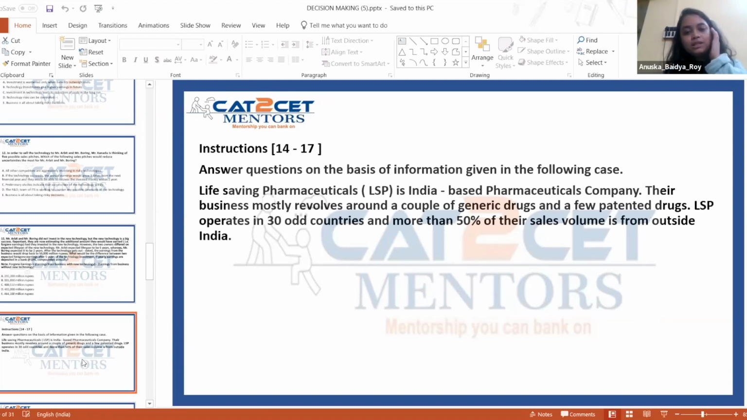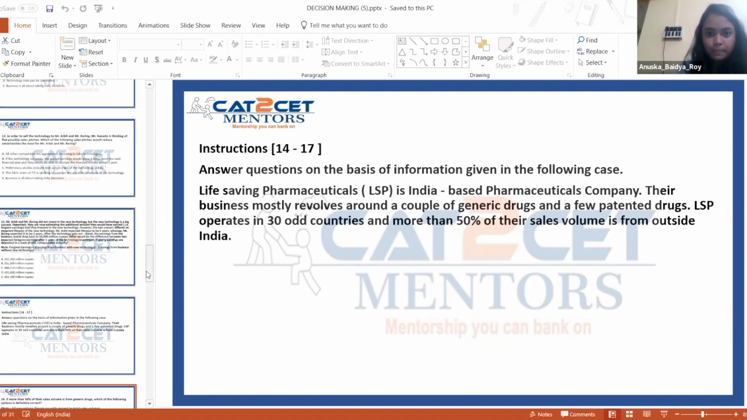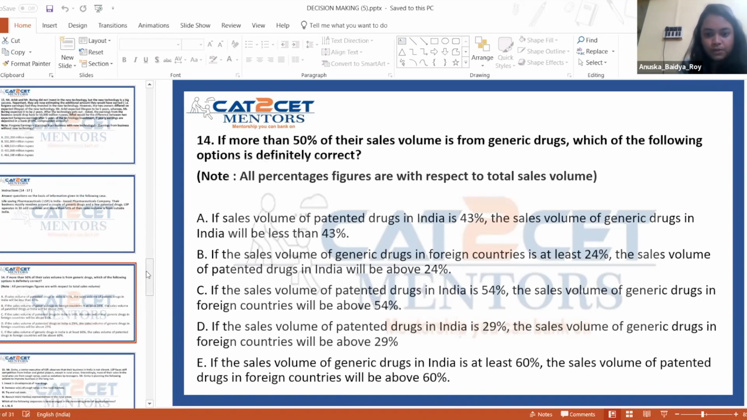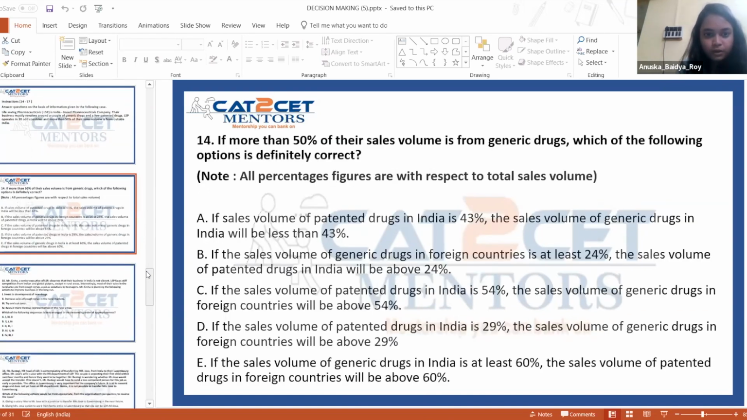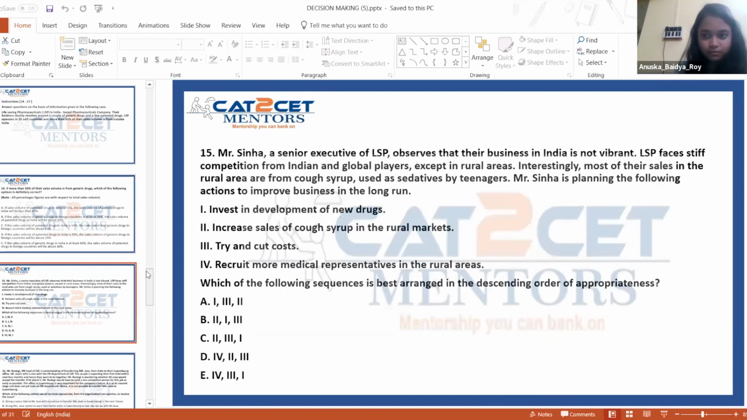So LSP operates in 30 odd countries and more than 50% of their sales volumes is from outside India. Okay. So what are the questions they are asking? Let's see. Okay. This is again a percentage question. Question number 14 is a percentage question. Again, as I said, quant questions will pick up later. We will do the DM questions first.